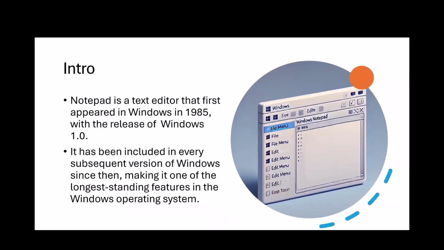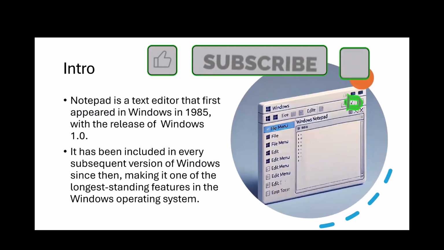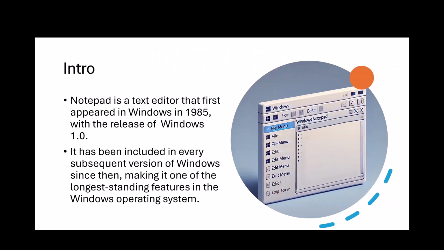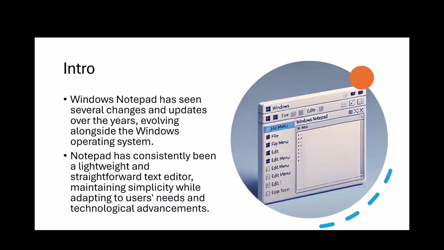Notepad is a text editor that first appeared in Windows in 1985 with the release of Windows 1.1. It has been included in every subsequent version of Windows since then, making it one of the longest standing features in the Windows operating system. Windows Notepad has seen several changes and updates over the years, evolving along with the Windows operating system. Notepad has consistently been a lightweight and straightforward text editor, maintaining simplicity while adapting to users' needs and technological advancements.